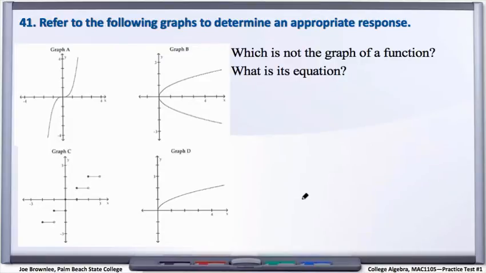Number 41, refer to the following graphs to determine an appropriate response. Which is not the graph of a function and what is its equation?